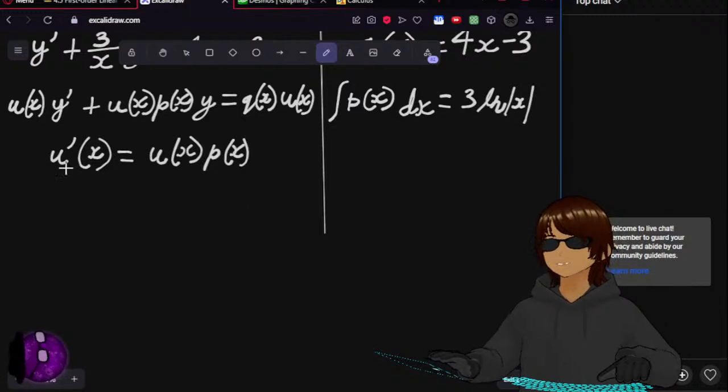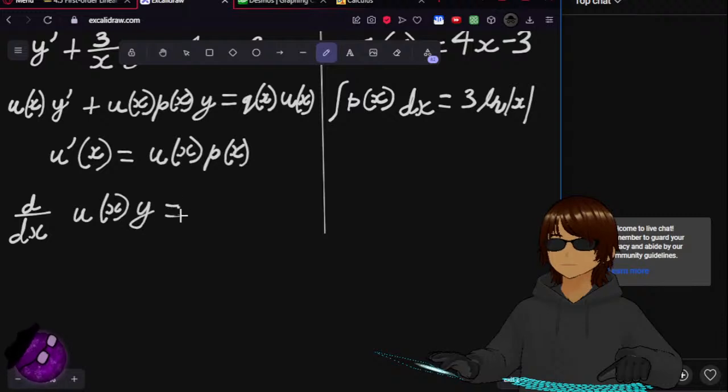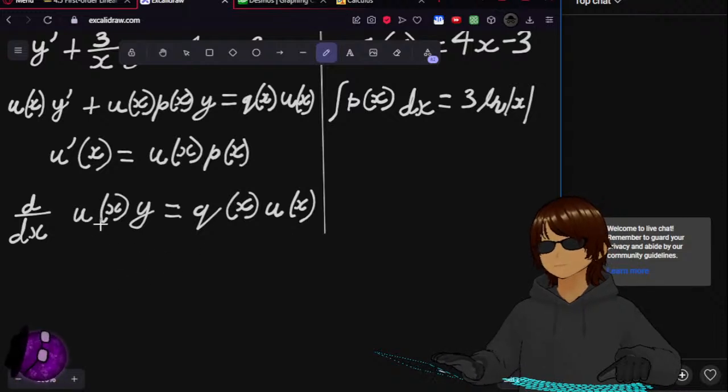And then u of x is such a function that derivative of u(x) is equal to u of x times p of x, and then times y is equal to u of x, u of x. Is this right? Yes, this is right.